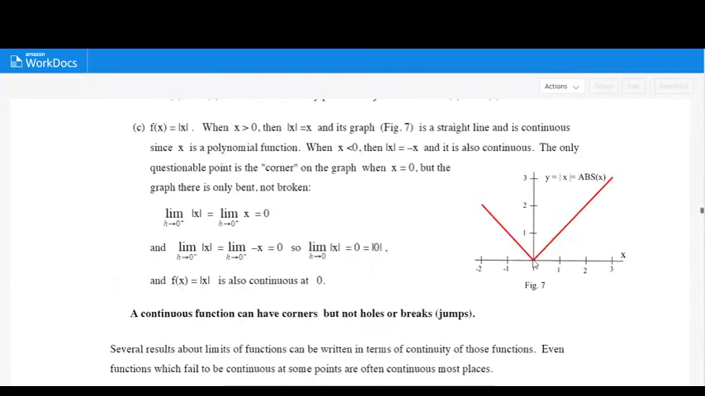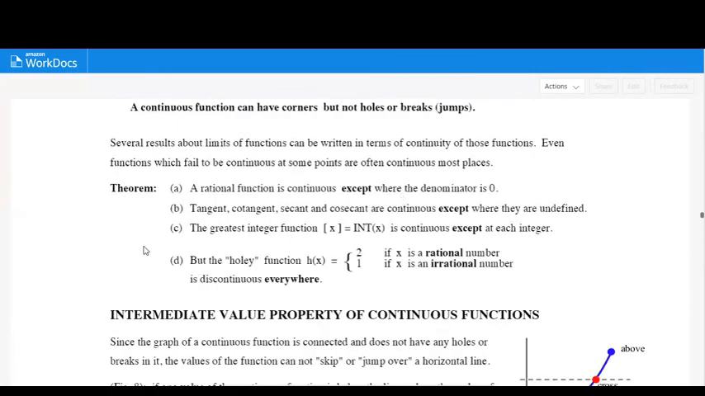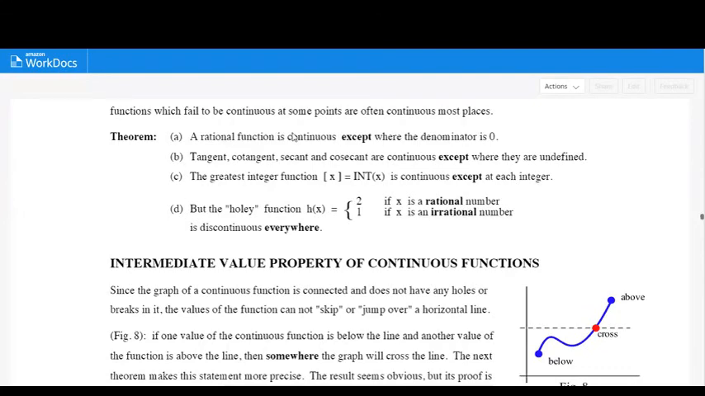Ito may corners siya, pero wala siyang hole, wala siyang break. Here we have this theorem: a rational function is continuous except where the denominator is 0. Itong na-solve natin kanina. Then tangent, cotangent, secant, and cosecant are continuous except where they are undefined. So, sine and cosine lang yung always continuous. The greatest integer function is continuous except at each integer. Yung graph na nakita natin kanina, yung ganon-ganon.